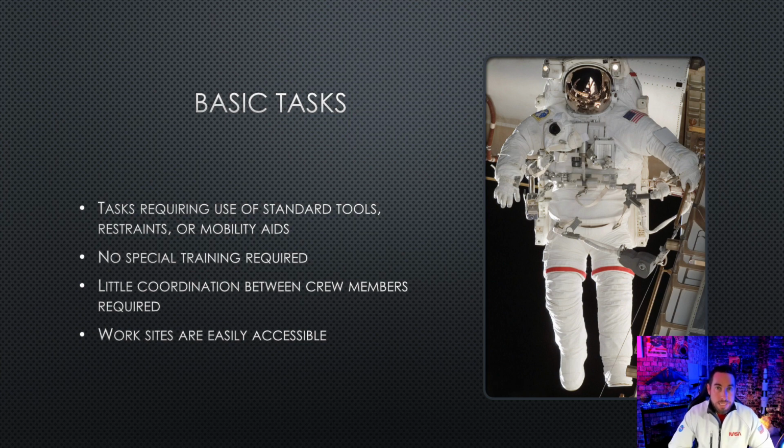As far as tasks that get completed on these EVAs, there are, again, basic, moderately difficult, and then difficult tasks. The basic tasks are the ones that just use standard tools, standard restraints or mobility aids. Something that's easy to do, basically you're flipping a switch, rotating a dial, doing visual inspections. You don't need any special training beyond how to perform an EVA in general. There are no special skills that they didn't train in prior to the EVA. It doesn't require much coordination between the crew members, between the inside and the outside. The success of the mission isn't contingent on continued communication and cooperation. It's a very simple visual inspection, again, flipping a switch, something like that.